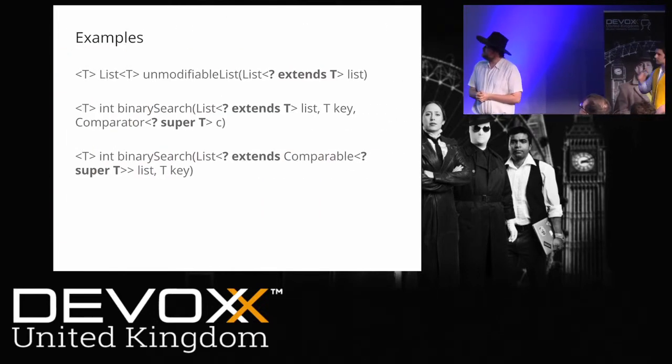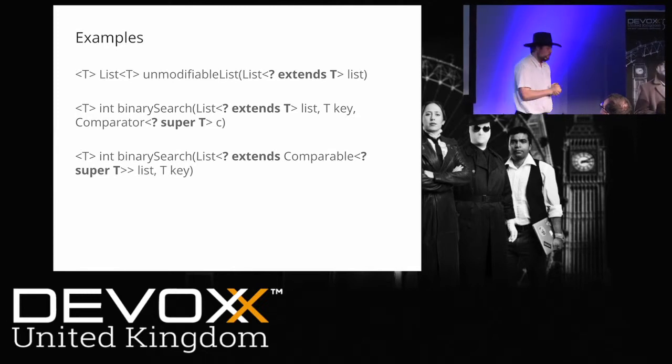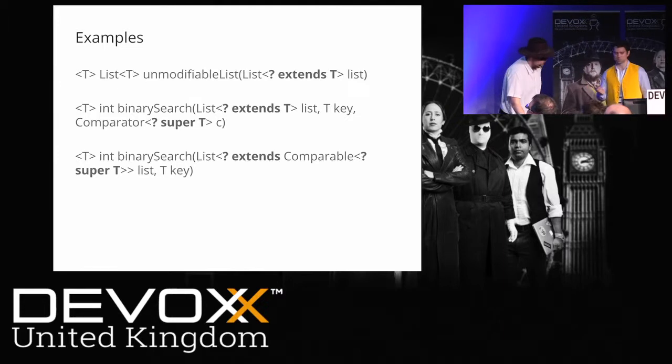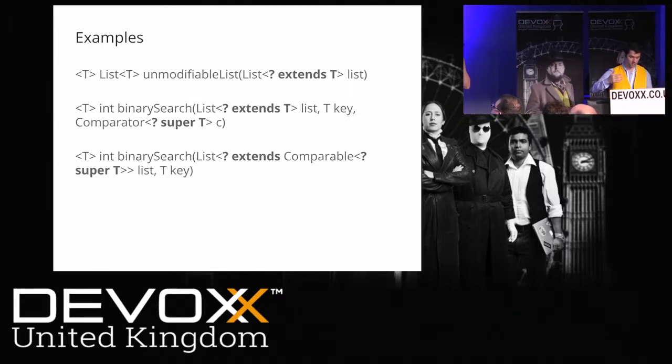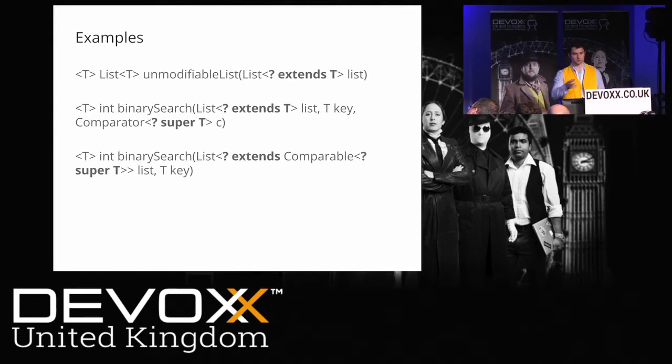You may recognize them in some APIs. So here a few methods are making use of both question mark extends and question mark super, which we'll be looking at. But the bottom line is you can see them all over the place, especially if you're using Java 8 and you're looking at the streams API, the collectors API. Those are everywhere.